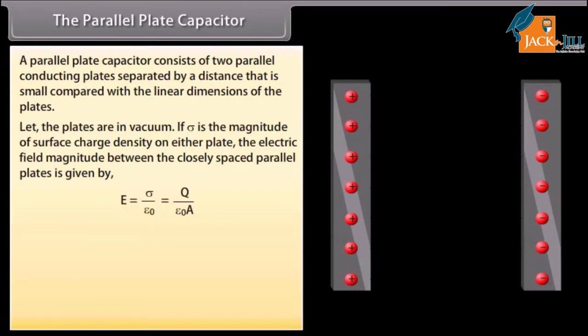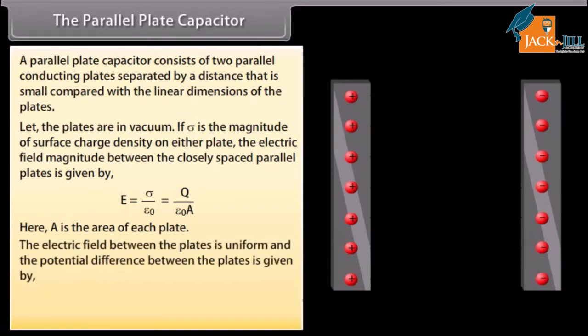parallel plates is equal to sigma upon epsilon naught, but sigma is equal to Q by A. Put the value of sigma in the above equation. We get E is equal to Q divided by epsilon naught A. Here, A is the area of each plate. The electric field between the plates is uniform and the potential difference between the plates is given by E D, which is equal to Q D upon epsilon naught A.